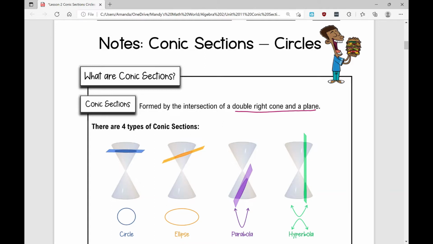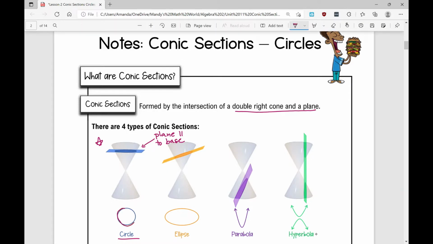In the first one that I want to point out, you see that the plane is parallel to the base. When the plane is parallel to the base, and that's just the symbol for parallel, it forms a circle. If I were to look on top of the cone, at a different angle, I can see that the intersection of that plane and that cone forms a circle. Let's move on to the next one.